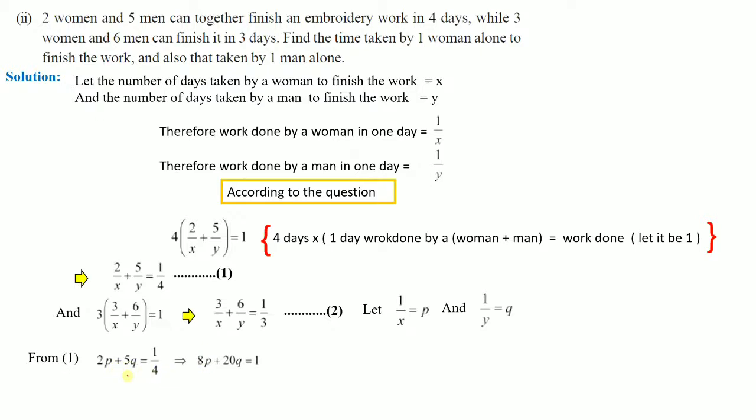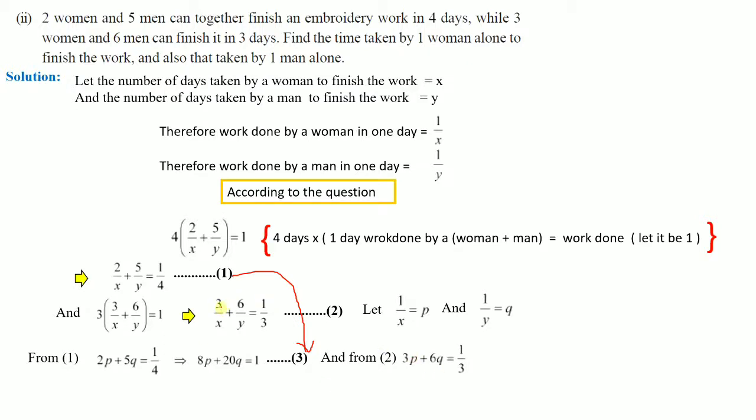This implies cross multiplication of 4 to the left hand side. So 4 times 2p is 8p, plus 4 times 5q is 20q, equals 1. This is now equation number 3. Similarly, we will make the changes in the second equation also.